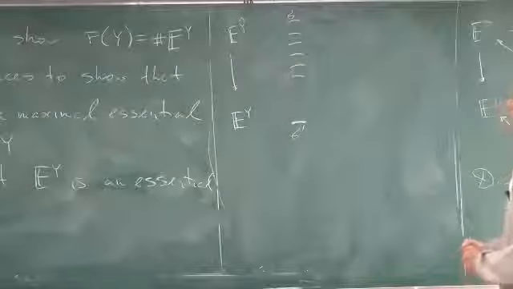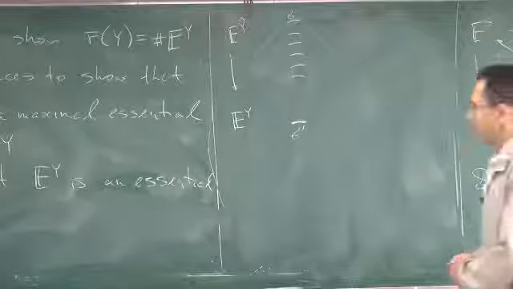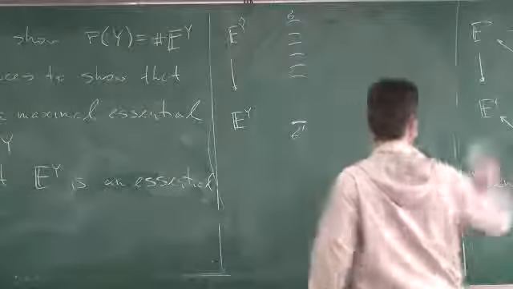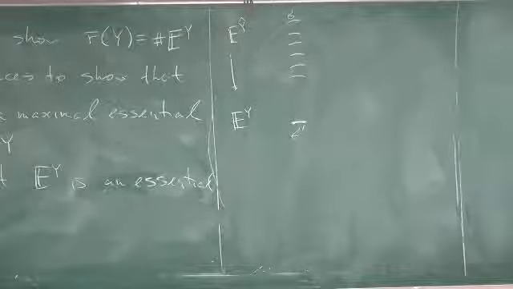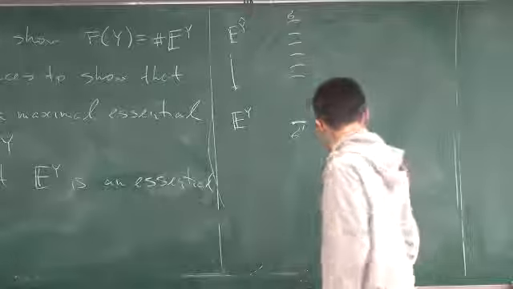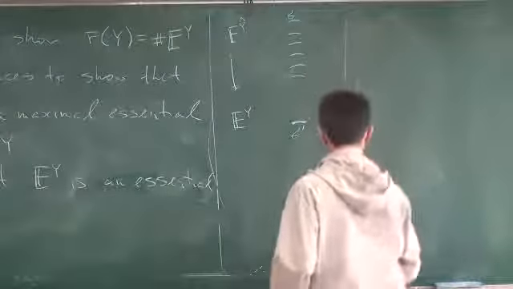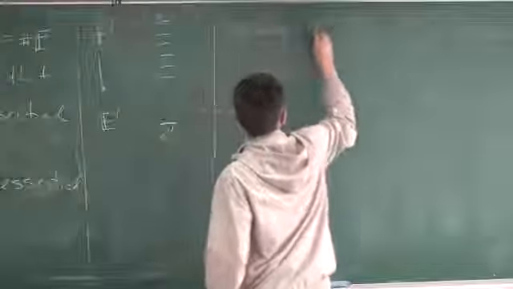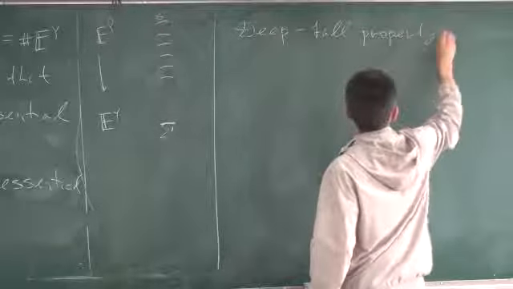So we need a better way of doing this, and this leads us to the notion which is called the deep fall property. Before we prove this, we need another property. We need a stronger condition. So, the deep fall property for graphs.